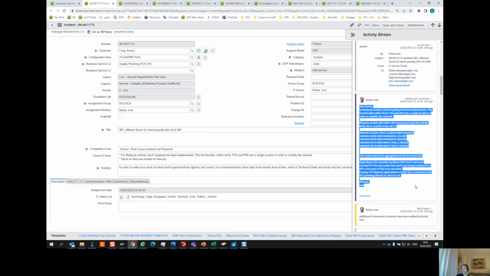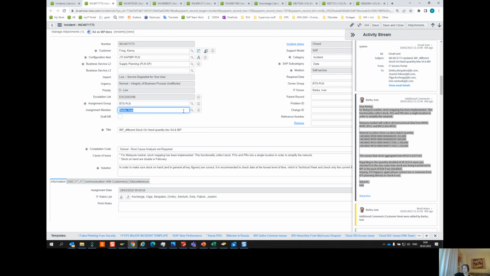Well, here it is even easier because there is only one team, BTS PLN. So you always escalate to BTS PLN, and inside the team, there are several streams. Like there is a stream for IBP, a stream for PPDS issues in SAP, a stream for CPIDS, and the BTS planning team distributes the tickets. For example, I know that Ivan Barba is in the IBP stream, so he will not be processing tickets for SAP issues.